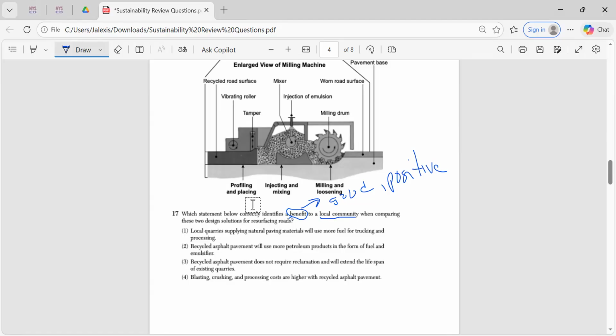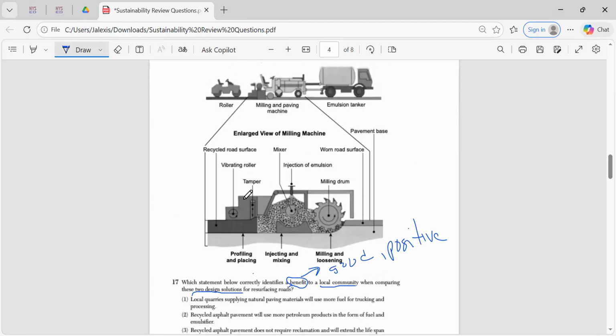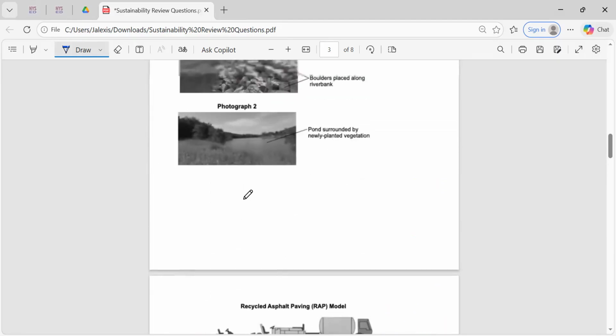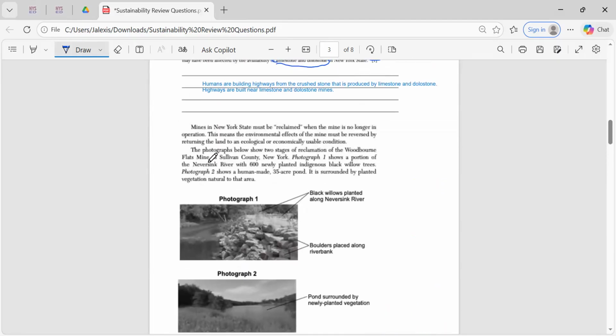When comparing these two design solutions for resurfacing roads. Now, what are they talking about, these two design solutions? Well, let's take a look. I'm going to go to my reading. So I see mines in New York State must be reclaimed when the mine is no longer in operation. This means the environmental effects of the mines must be reversed by returning the land to an ecological or economically usable condition.